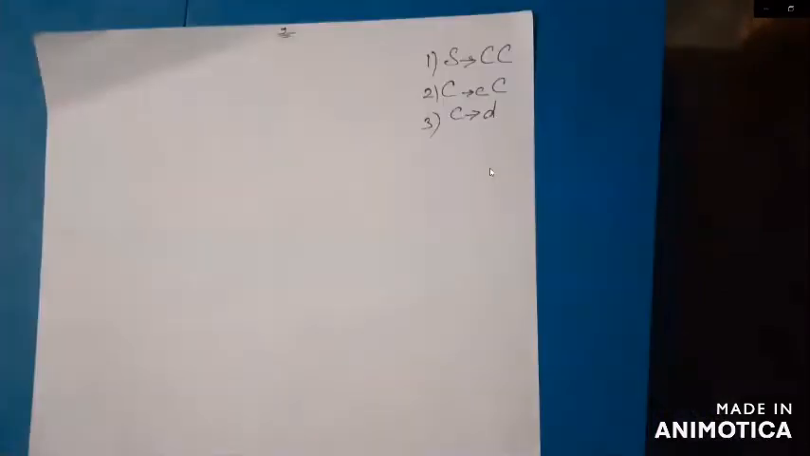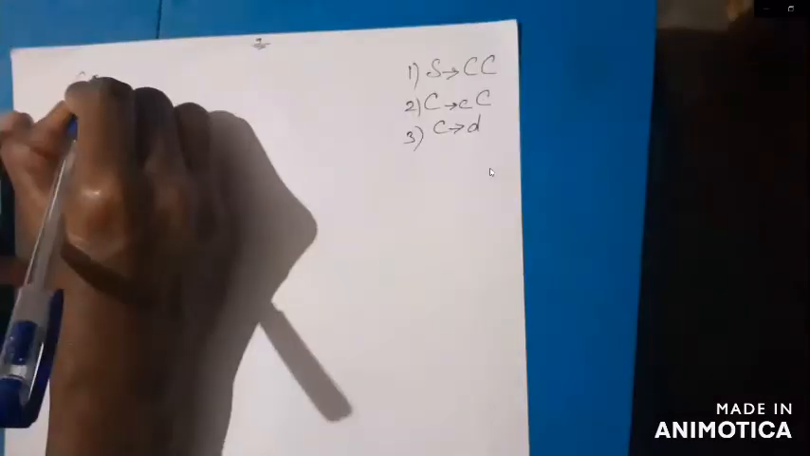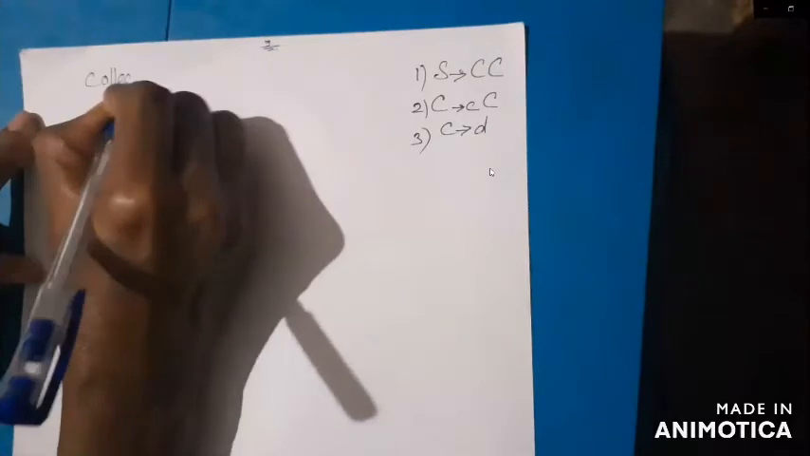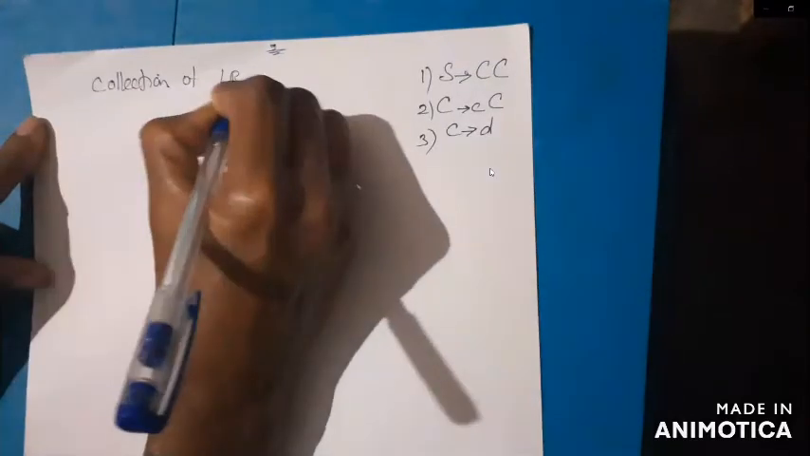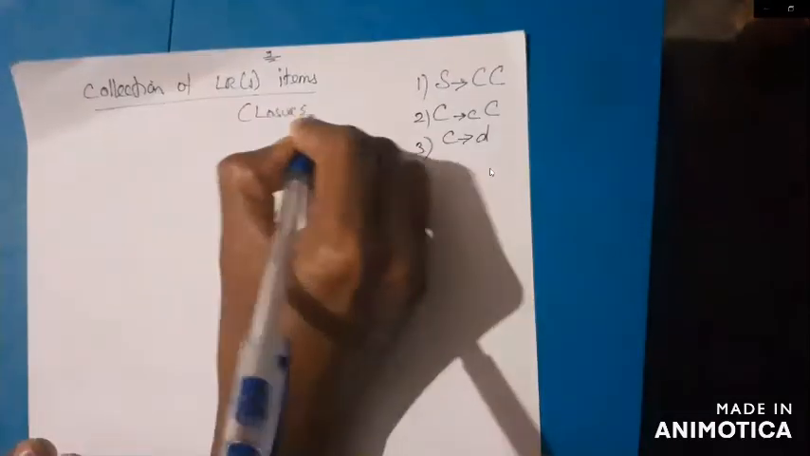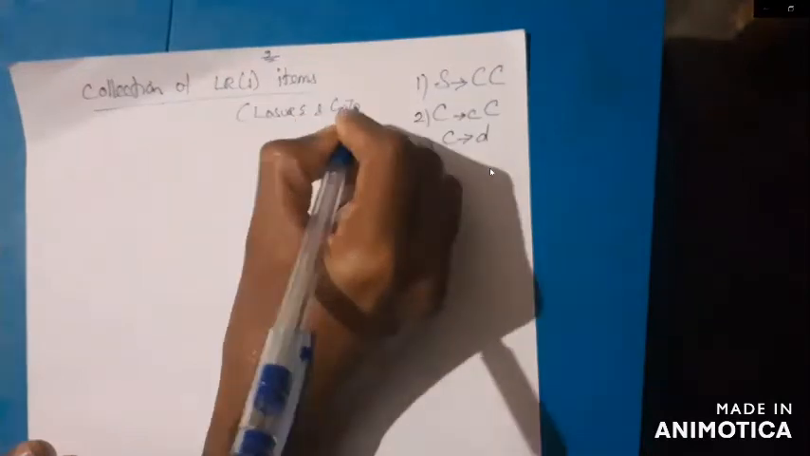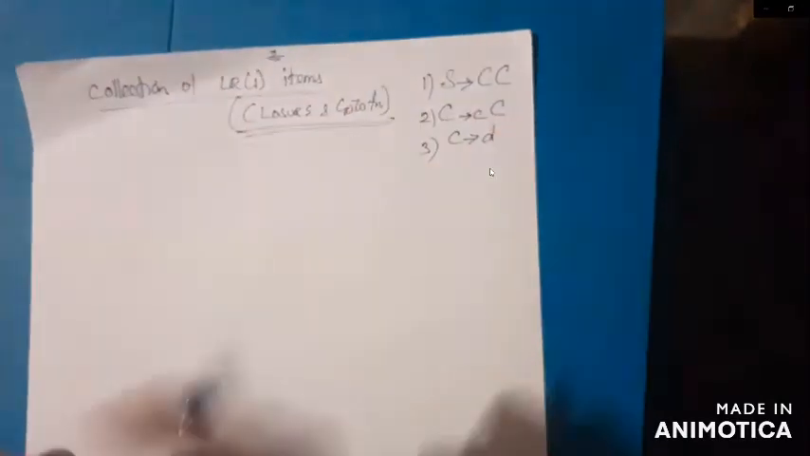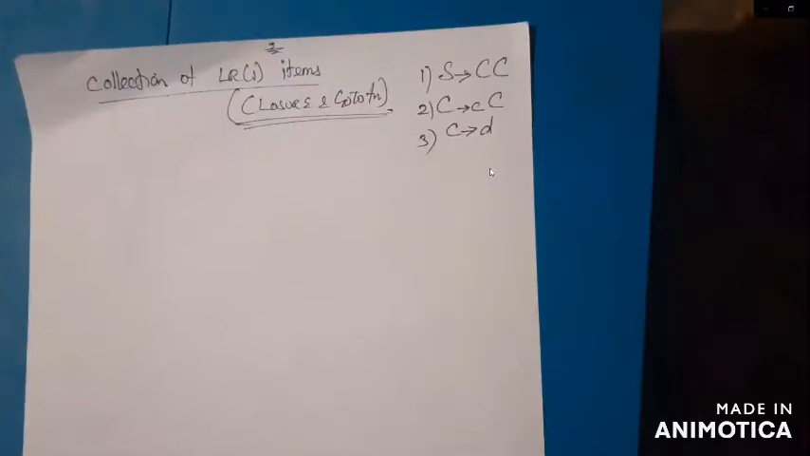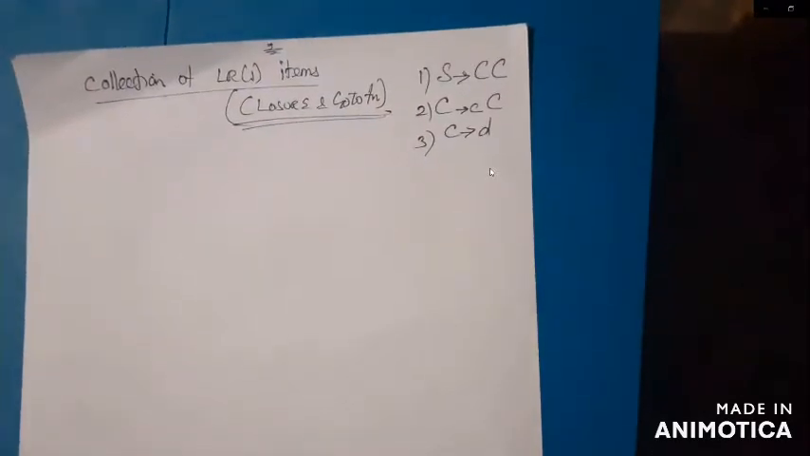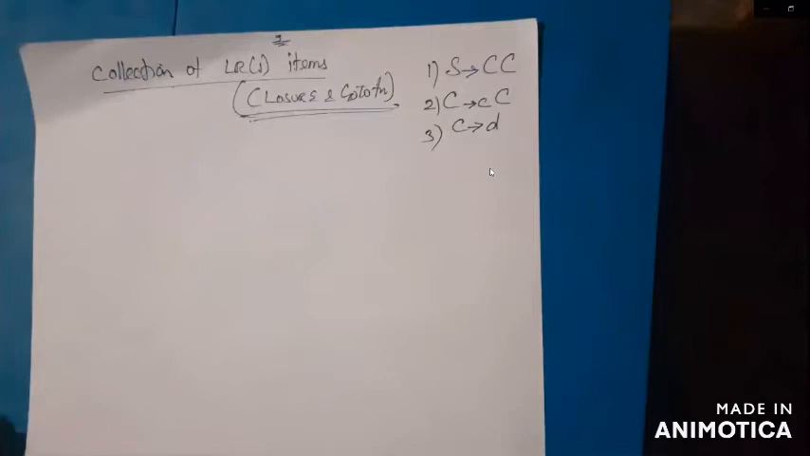Next, we are constructing the closure function and the goto function of the canonical collection of LR(1) items. How to do it? First I am creating the set of states. What is the set of states? I0. What are the states here? I am creating them for the augmented grammar.